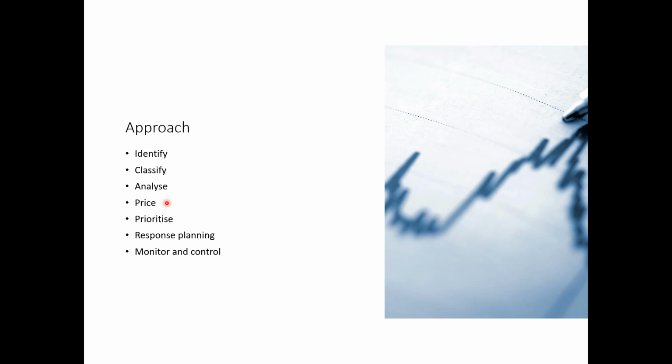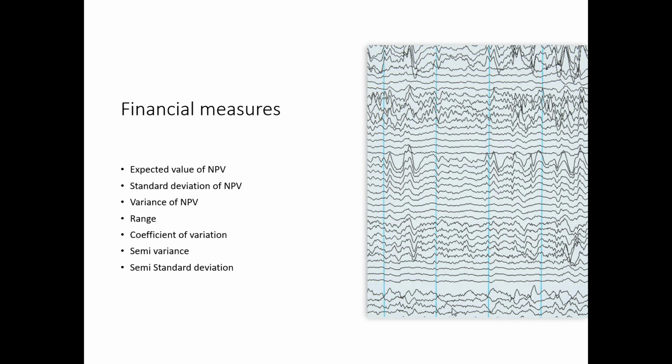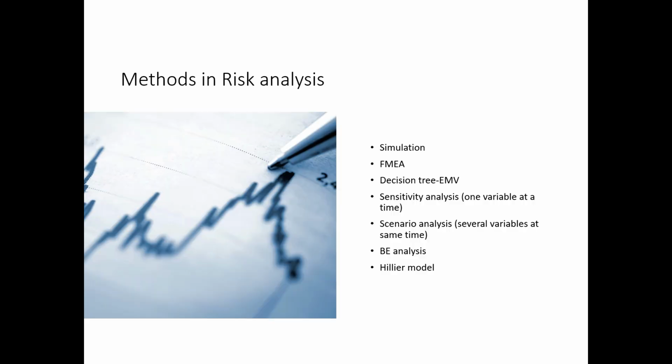We need to price the risk, that is, make a scoring model for the risk. Then, based on that, we need to prioritize the risk. After that, we need to make a response planning, and then we need to monitor and control the risk. We already discussed these financial measures, the expected value of NPV, standard deviation of NPV, range, semi-variance, semi-standard deviation, etc.